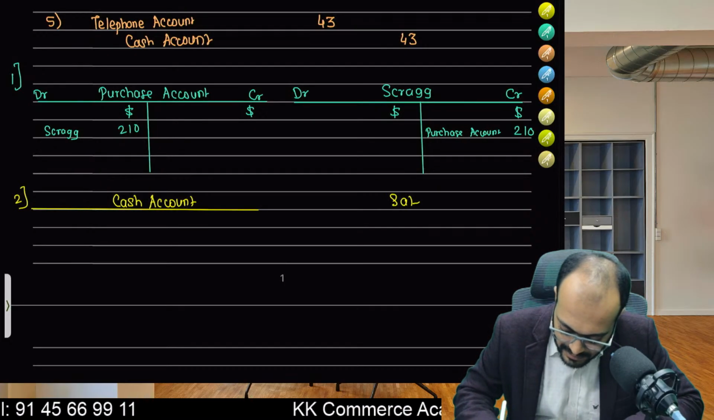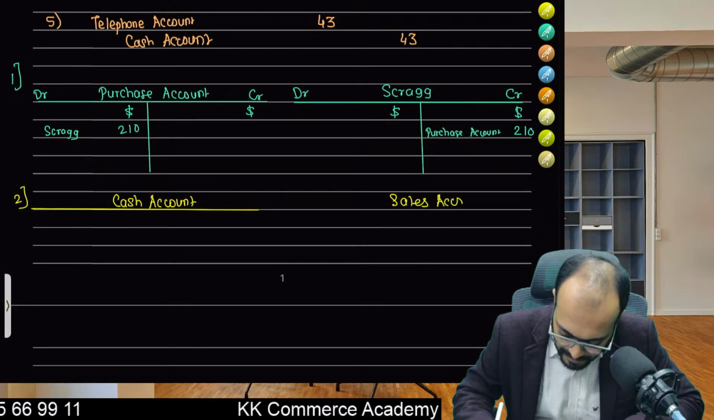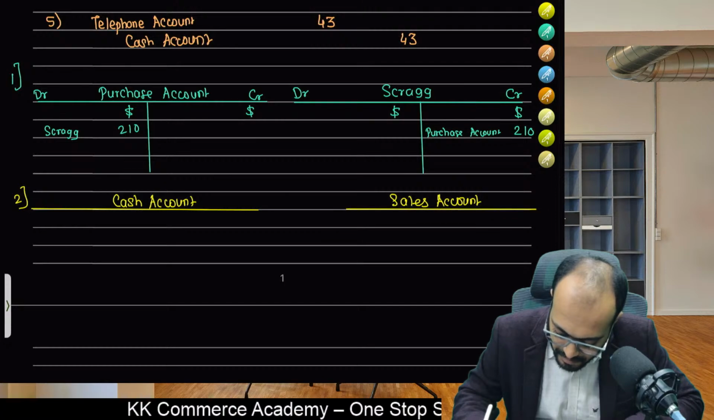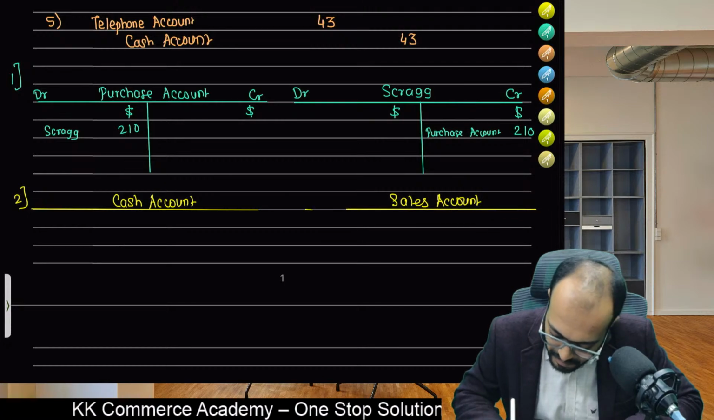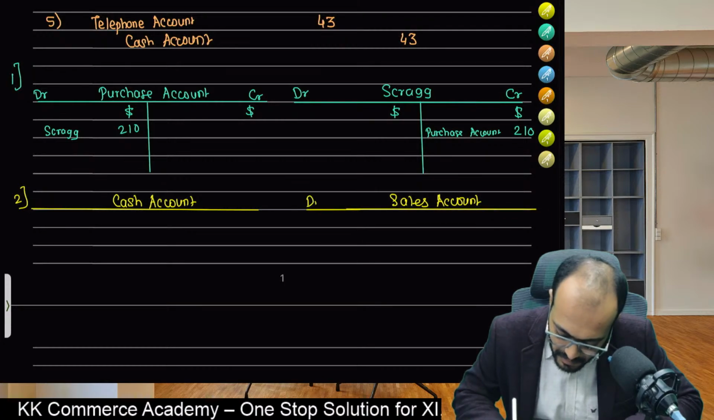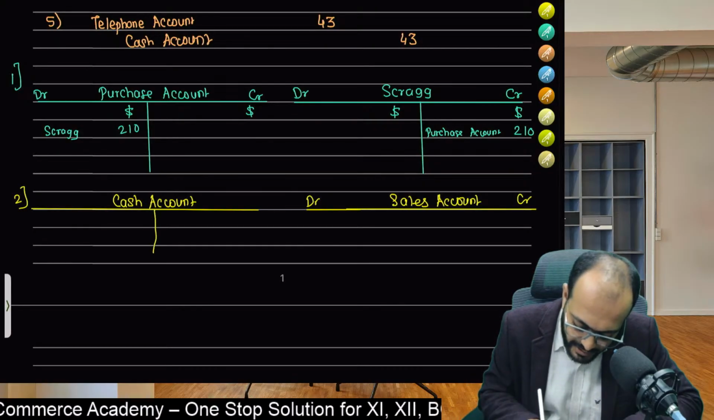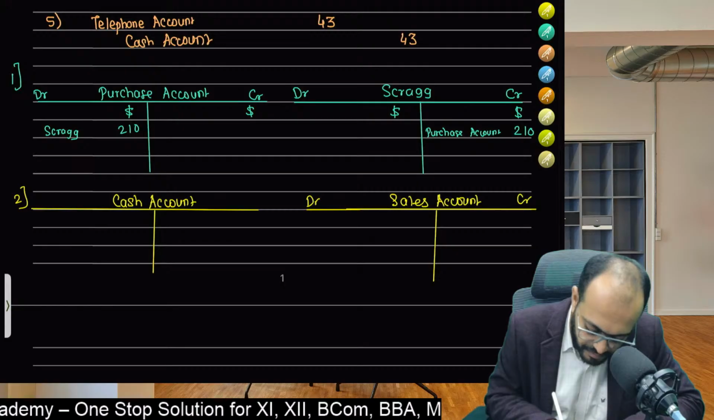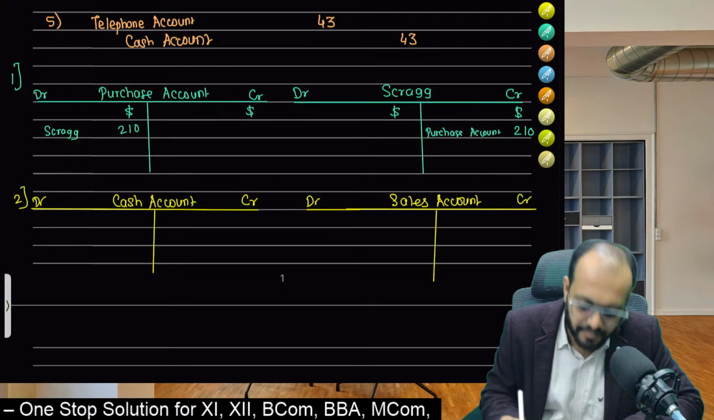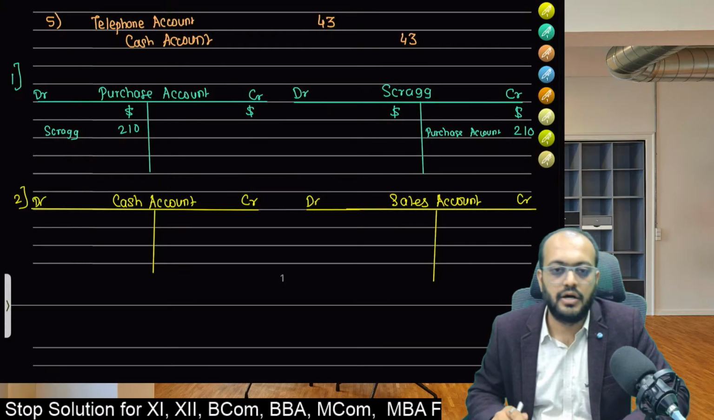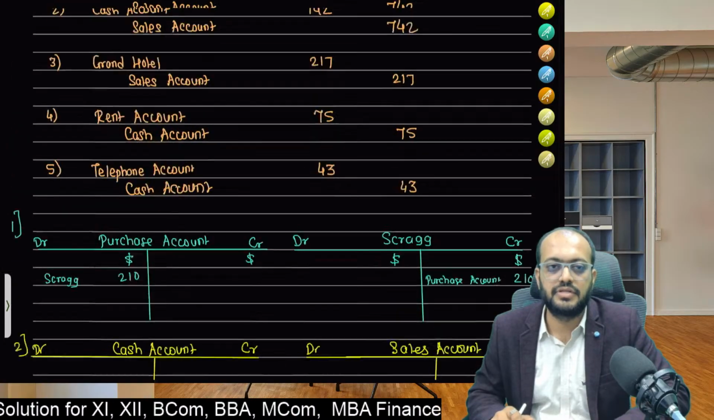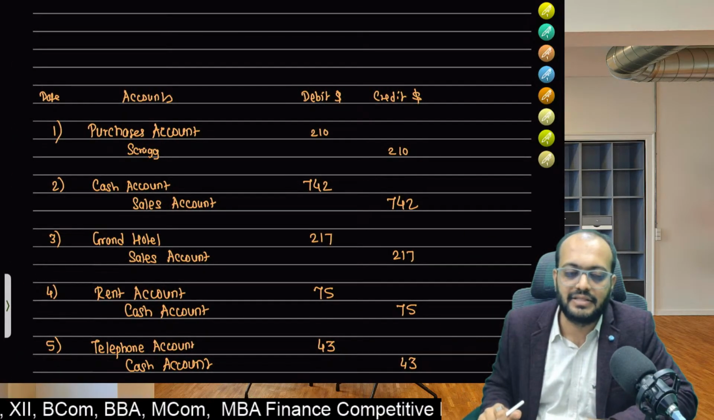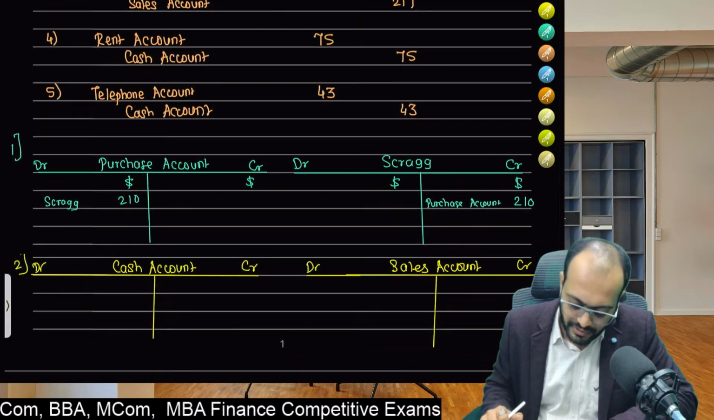Cash account and sales account. Left debit, right credit. Okay, now cash account is debited. In this transaction, cash account is debited, so go to the debit side of cash account and write the name of the other, that is the credit side account, sales account, and amount 742.